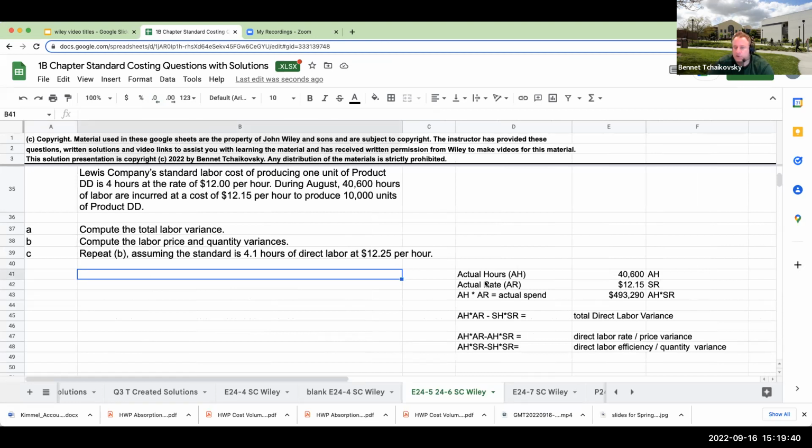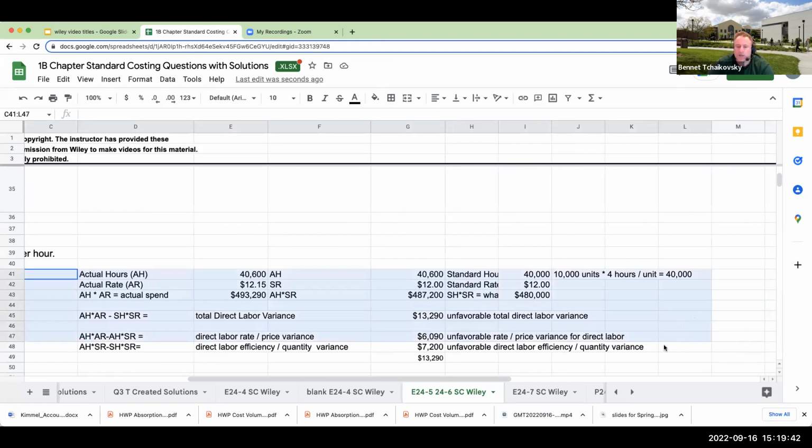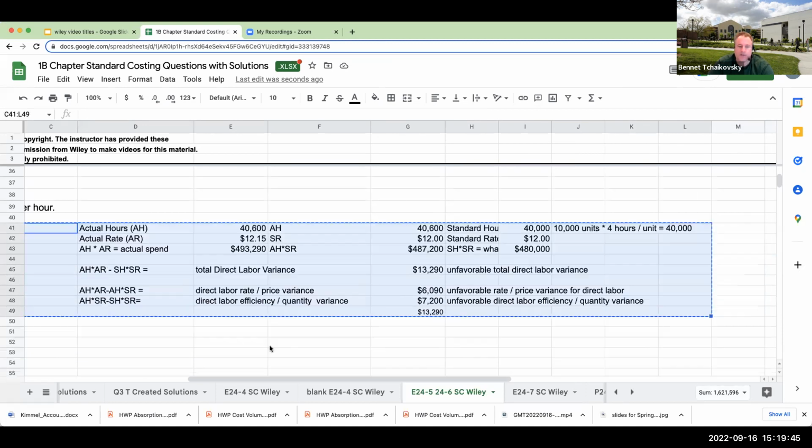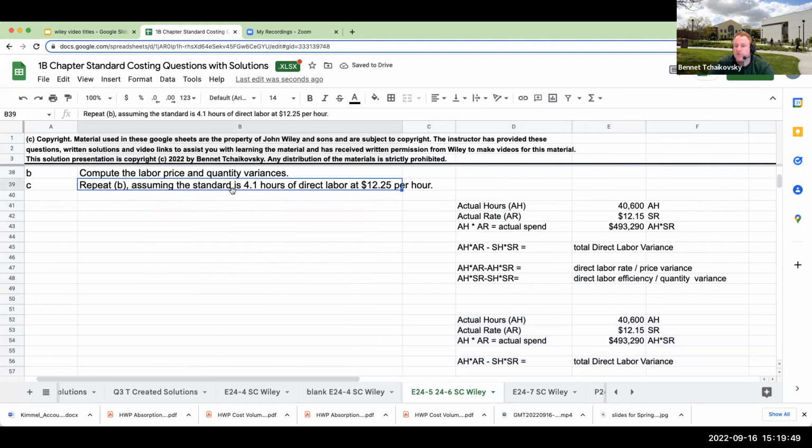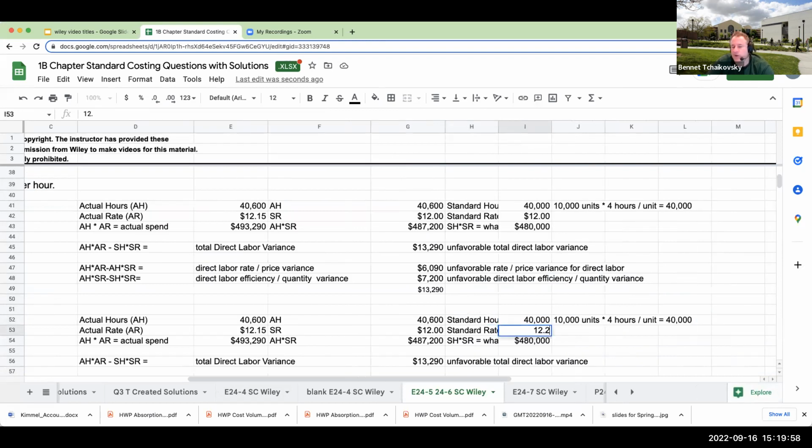And now we're getting a new scenario. Let's go ahead and copy this down. Our new scenario is repeat B, assuming the standard is 4.1 hours of direct labor at $12.25 per hour. So if I use $12.25 over here, and I come over here and change my standard hours now to 4.1, this should be 41,000 hours.